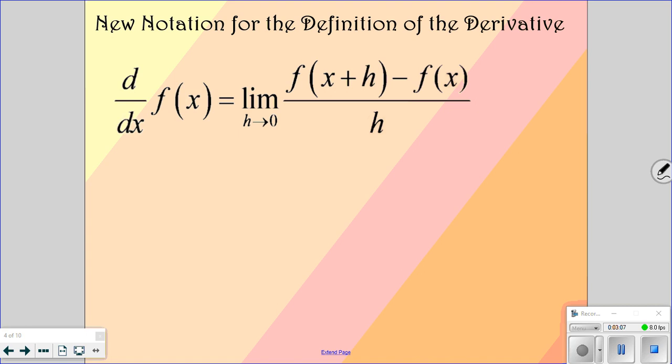So this is the new notation. So d over dx just means f prime. That just means your derivative. And instead of delta x, you're going to be using h. So it's the exact same formula, except your delta x's are now h's. Whenever we're working through these, I don't care if you use the h or the delta x. It's up to you.